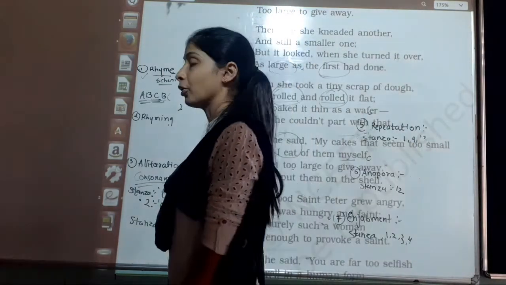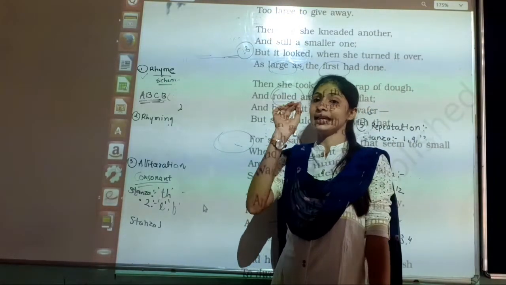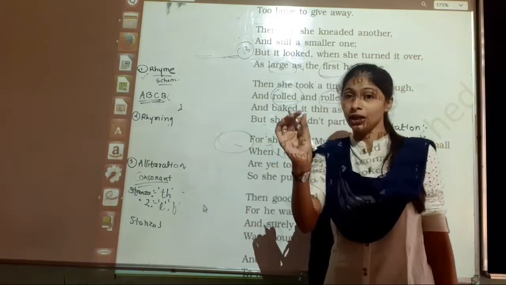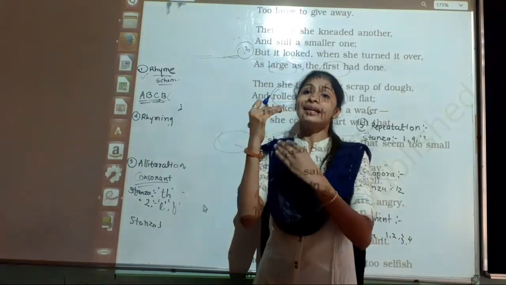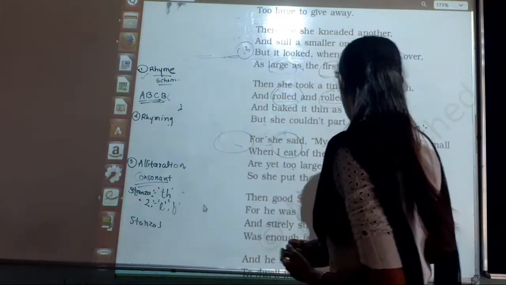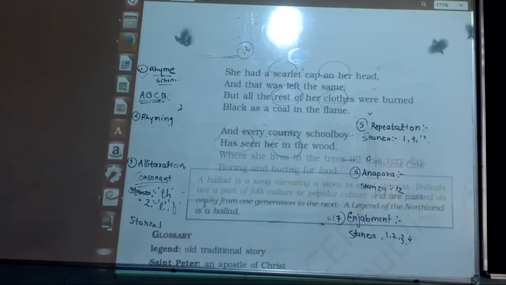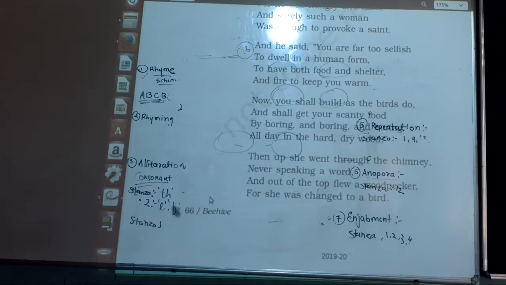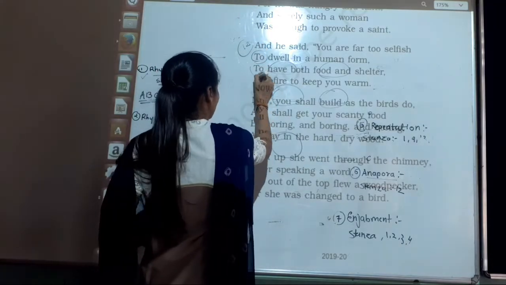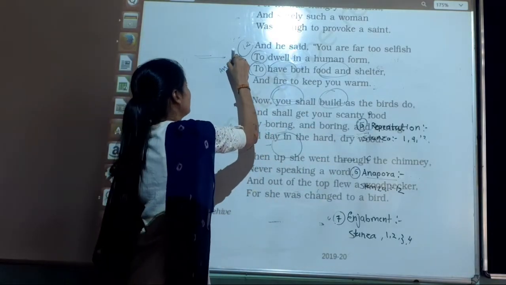Now we'll see the 6th point. The 6th point is anaphora. What is anaphora? A word repeated in one line and also repeated in the next line of that particular stanza. It means one word repeated together in the beginning of those lines becomes an example of anaphora. So here in stanza number 12, this word is repeated one time and again repeated in the next line. It becomes an example of anaphora.